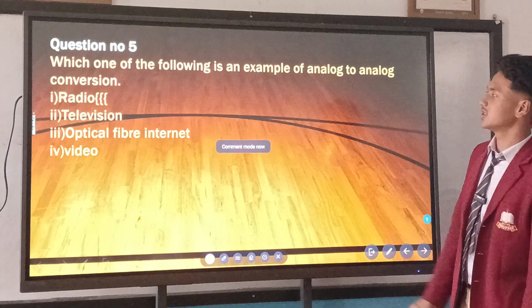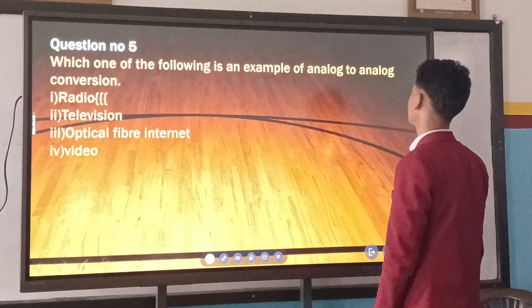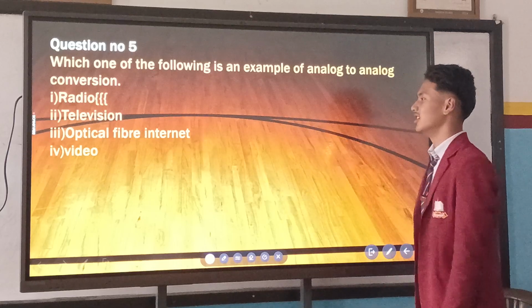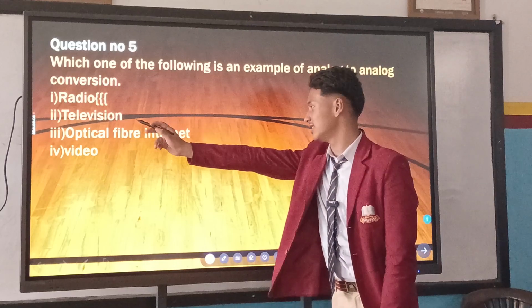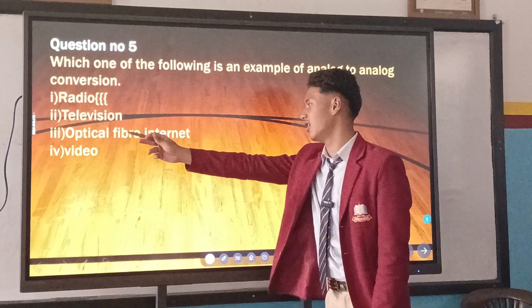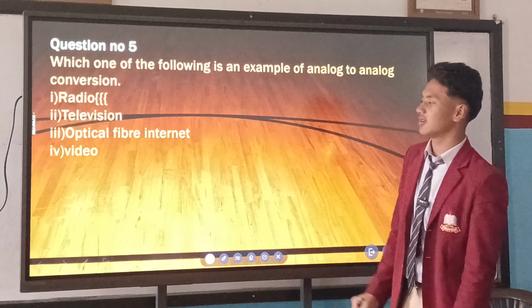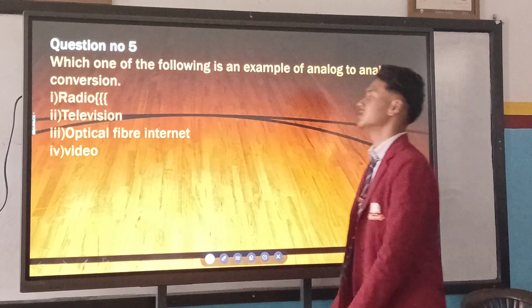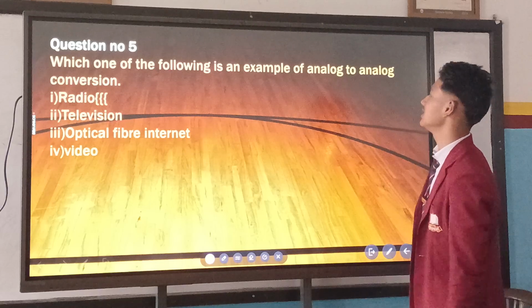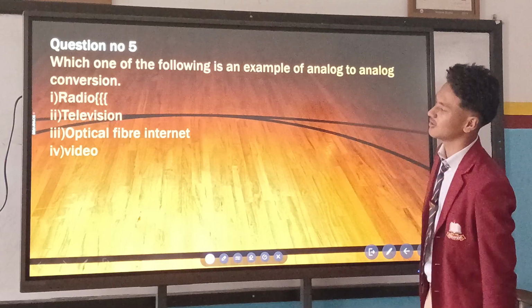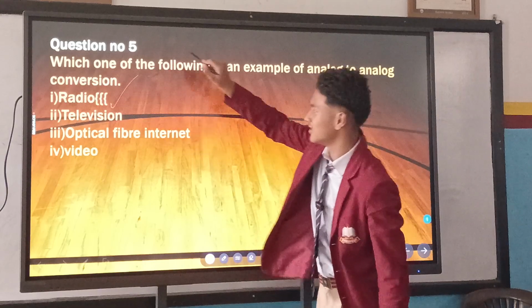And which of the following is an example of analog to analog conversion? First, radio. Second, television. Third, optical fiber internet. And fourth, video. So the answer to this question, the example of analog to analog conversion, is radio.